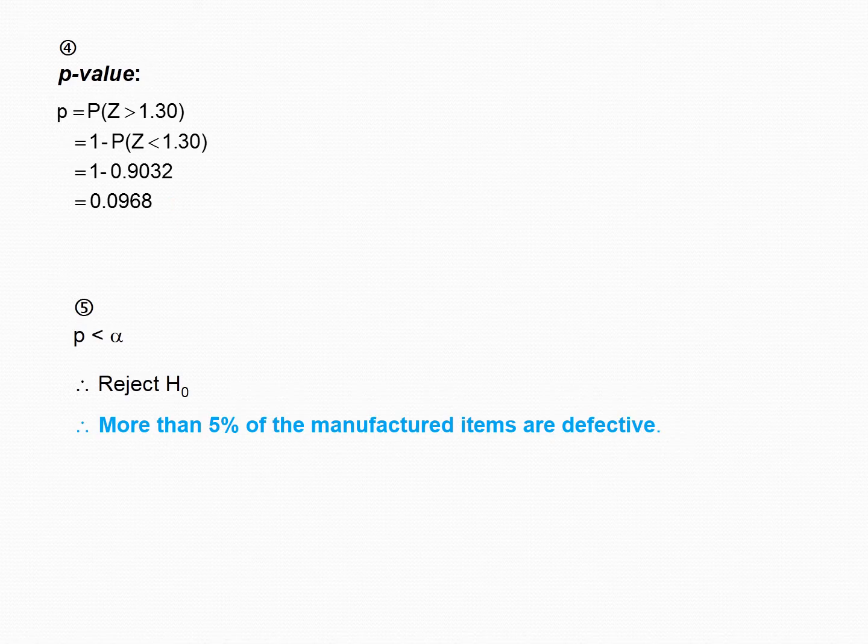So if you look up that probability and subtract it from 1, our p-value will be 0.0968. And then in step 5, we do the comparison. So our p-value will be less than our significance level. So we can reject our null hypothesis according to our decision rule. So in conclusion, more than 5% of the manufactured items are defective.